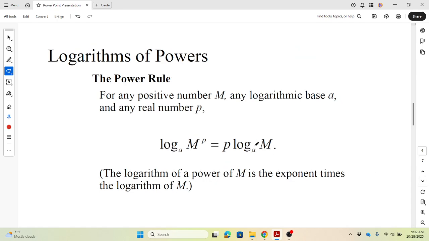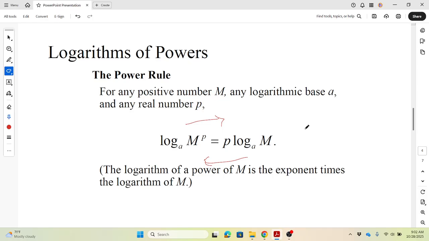The power rule is if you have log with the base a of m to the power p, you can bring this power in front and write it as p times log base a of m. Keep in mind this property goes back and forth. You can go from here to here or here to here. That's the same thing. This is called the power rule.